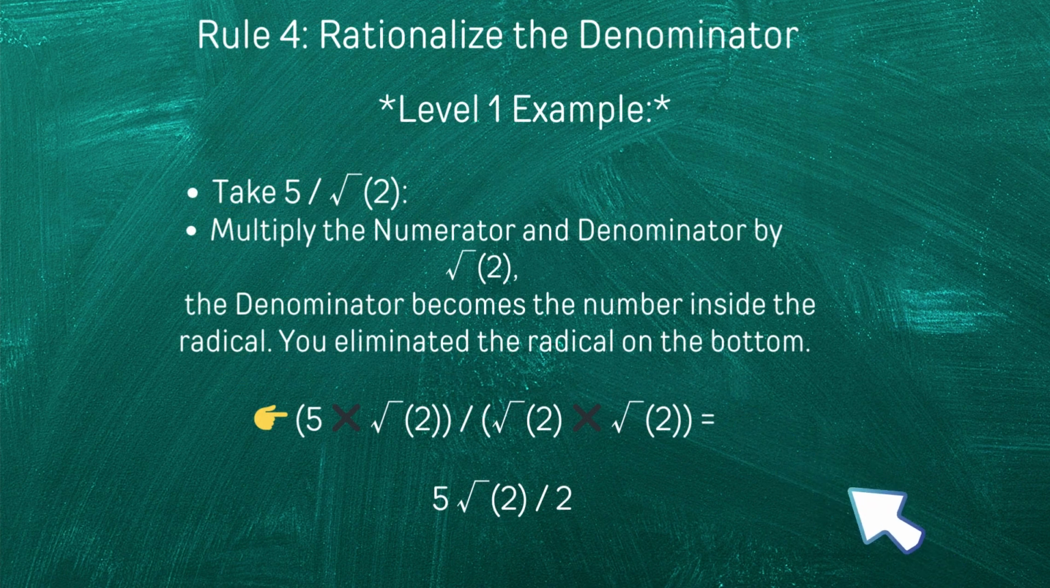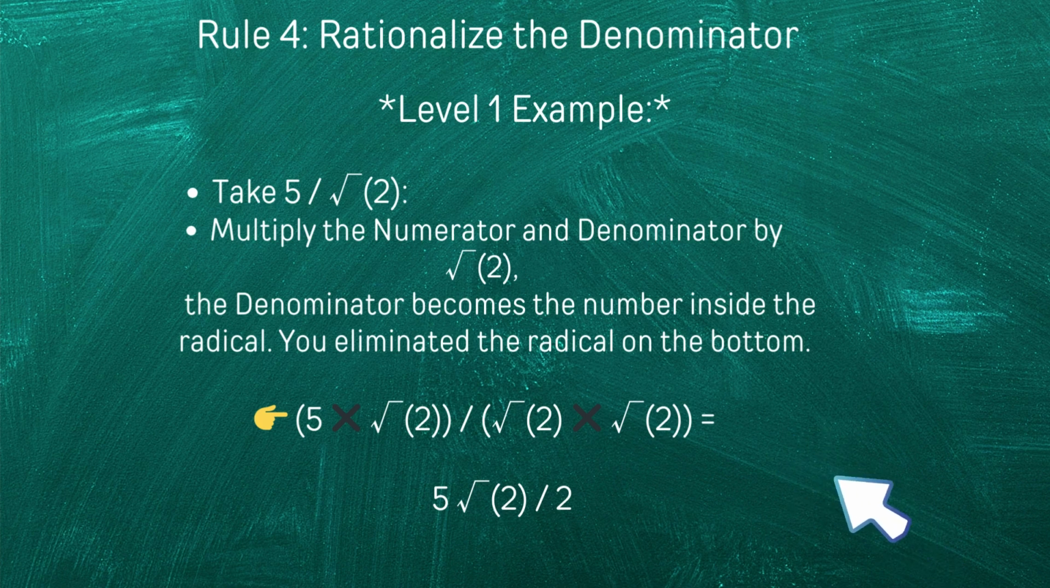Next, we need to rationalize the denominator to remove the square root. For level 1, take 5 divided by the square root of 2. Multiply the numerator and denominator by the square root of 2. This results in 5 times the square root of 2 divided by 2.